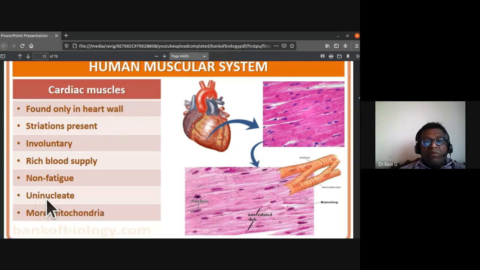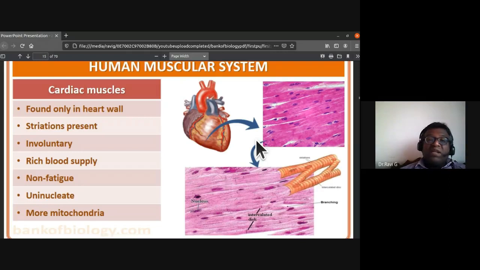They are uninucleate, and they have more mitochondria. Okay, so that is what you notice in case of cardiac muscles. Why should they have more mitochondria? Because they are responsible for the origin and conduction of impulses. So they are responsible for the muscular movement of the heart. The heart has to pump the blood, so that is brought about by the conduction and origin of impulses.